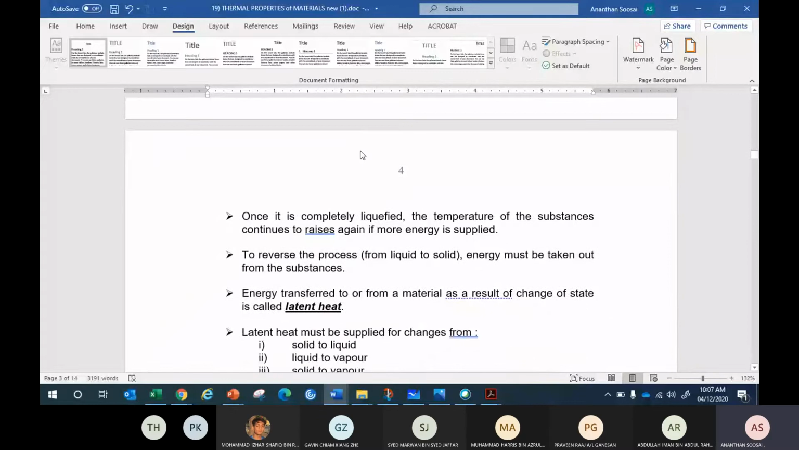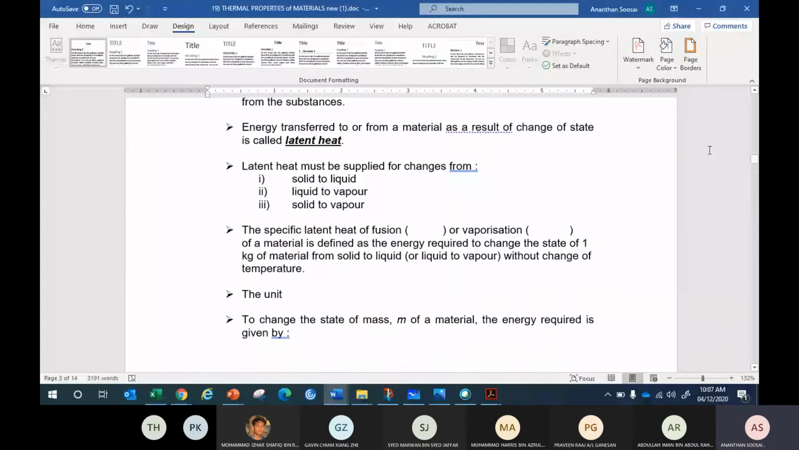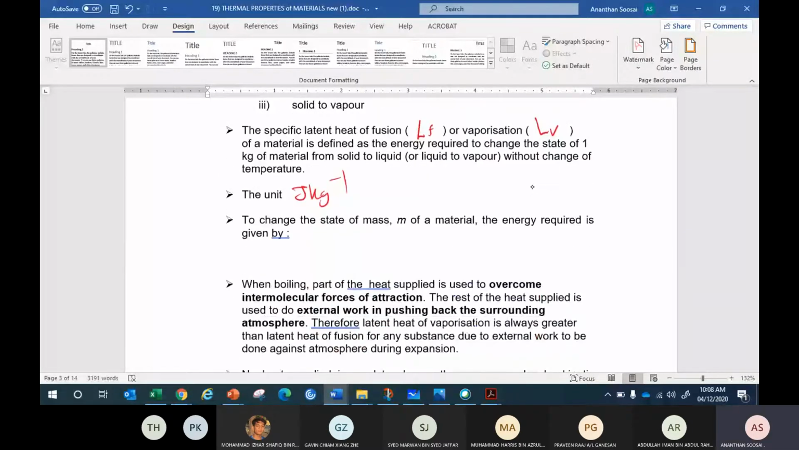Okay. So here, latent heat must be supplied to change from solid to liquid, liquid to vapor, and solid to vapor. The specific latent heat of fusion is LF, and of vaporization is LV. The LV unit is how much? Joule per kilogram. You need to write this, or there is an empty slot for you to fill up. So for the change in state of mass m of material, the energy required is given by Q equals mLF or mLV.